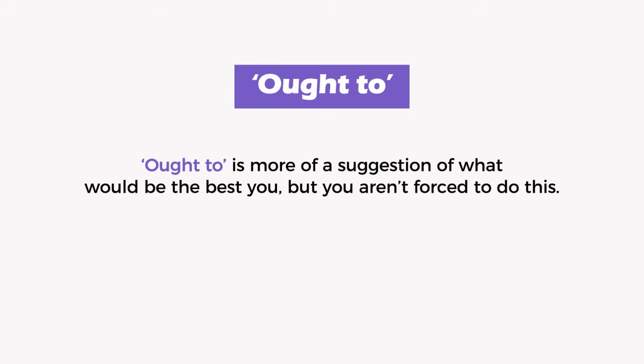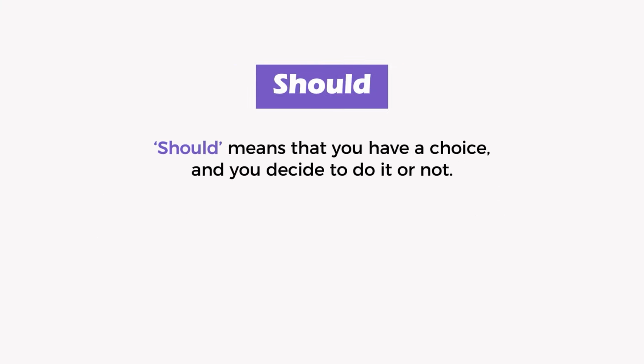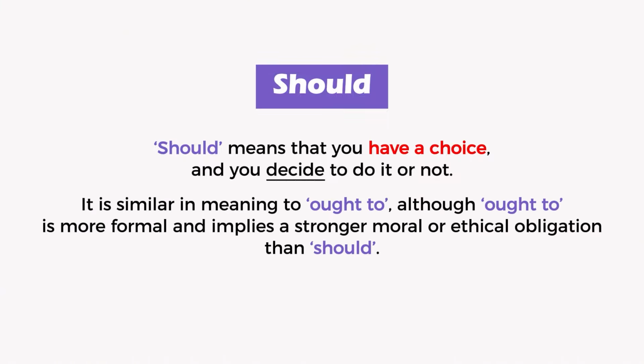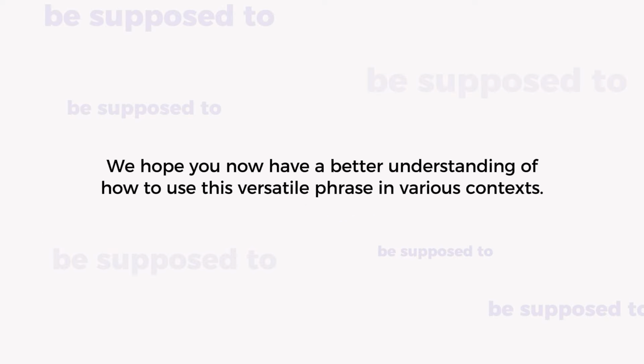Ought to is more of a suggestion of what would be the best, but you aren't forced to do this. Should means that you have a choice, and you decide to do it or not. It is similar in meaning to ought to, although ought to is more formal and implies a stronger moral or ethical obligation than should.